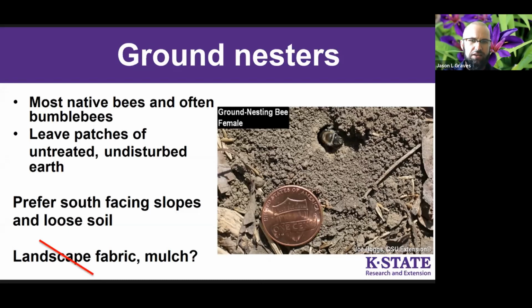And some of the practices, I'm not a big fan of landscape fabric anyway, but when you think about providing nesting habitat for ground nesting native bees, landscape fabric does not help them at all. So if you need another reason not to use landscape fabric, there you go, you're supporting these native bees. Even heavy layers of mulch can interfere with our native bees. So even our mulching practices, we want to be aware of. If we're heavily mulching all of our beds everywhere, that can interfere with these bees.